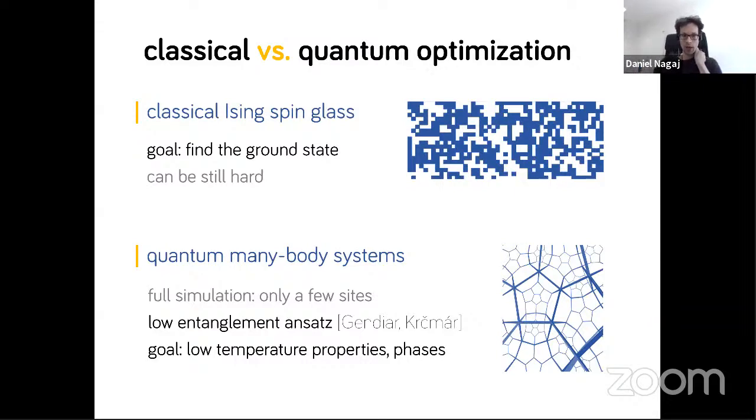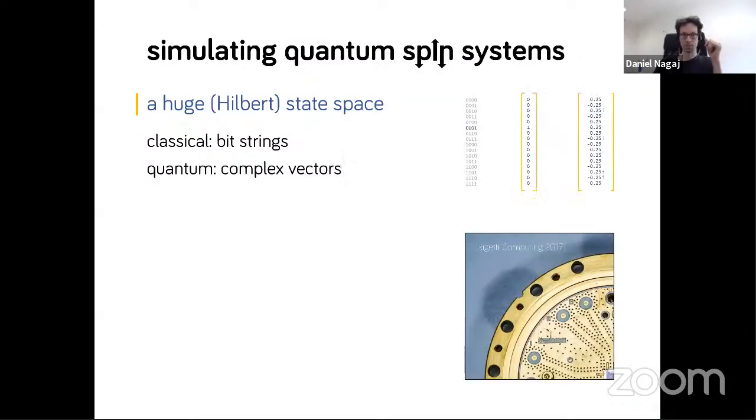There are some low entanglement ansatz that people use, for example, Andrej Gendiar and Roman Krčmár and their DMRG and CTMRG methods that they use here in our institute, but we cannot do it in general form. The goal that we would want in optimizing and simulating the systems, for example, would be to find the low temperature properties and understand the phases of matter. So why is it hard?